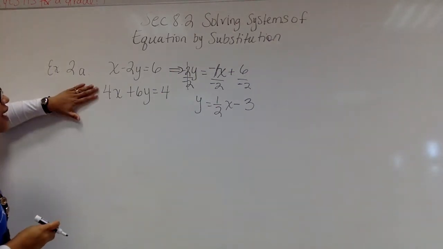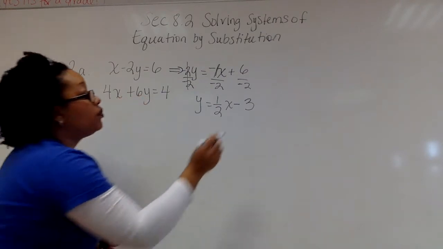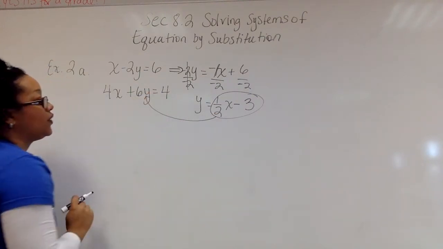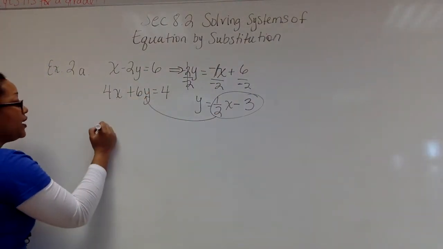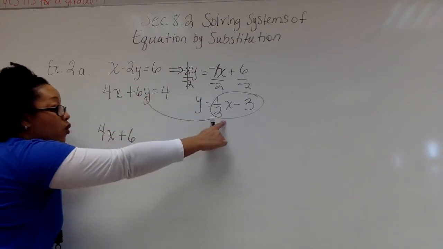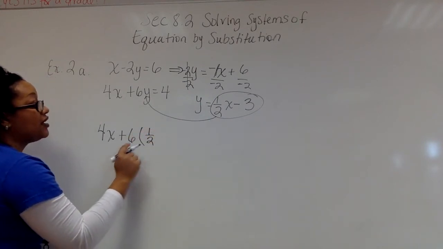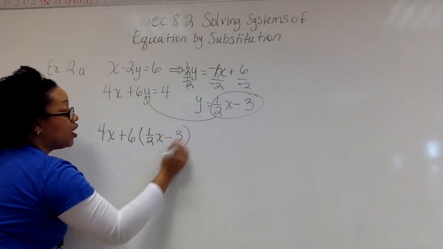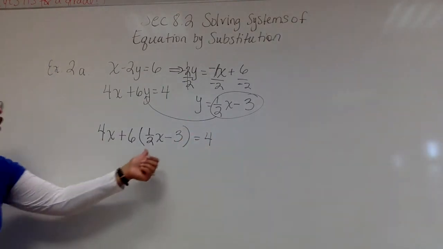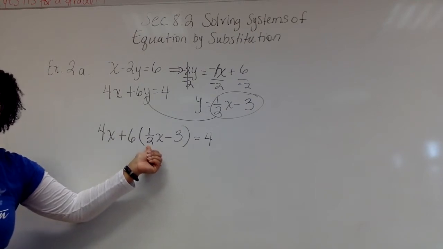So if I look at my second equation, everywhere I see a y, I'm going to replace it with 1/2 x minus 3. It's going to go right here. So let's do that. I bring down the 4x. I'm going to add 6, but I know that my y is equal to 1/2 x minus 3, so I'm going to multiply 6 by all of that. And then I'm going to set it equal to 4. And now you've got some work to do. Don't be afraid of this fraction. This is a friendly fraction. It's going to go away in just a second.